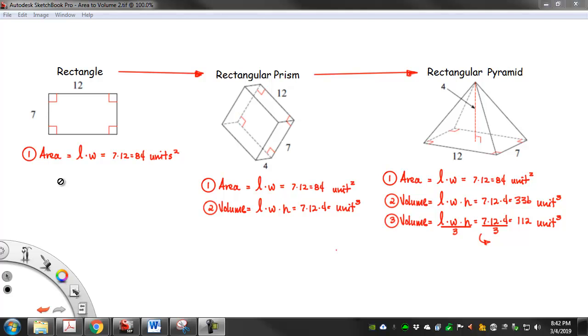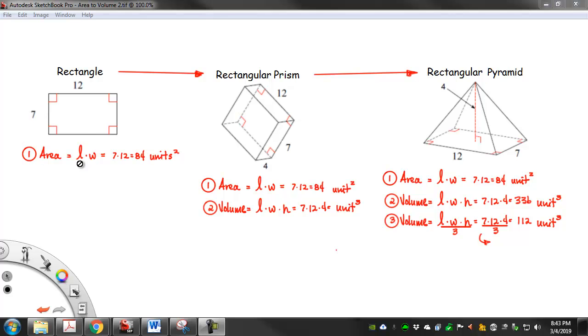Okay, welcome students. In this video, we're going to try to make the connection between areas of different geometrical shapes and their volumes. We're going to be dealing with prisms and also pyramids, and we'll see a neat connection between a regular prism and making a pyramidal prism.